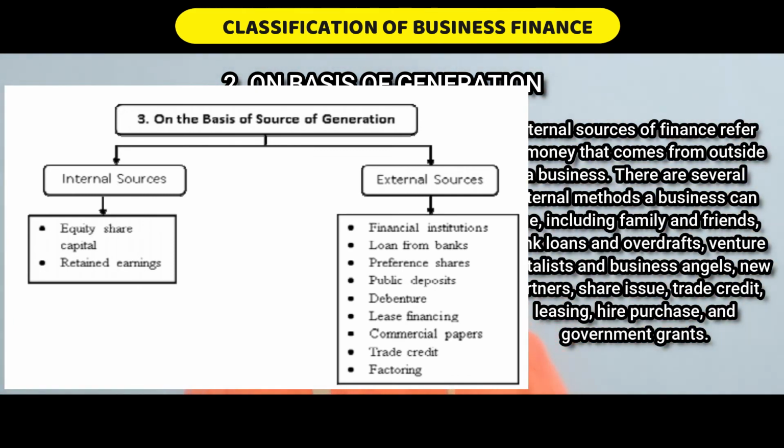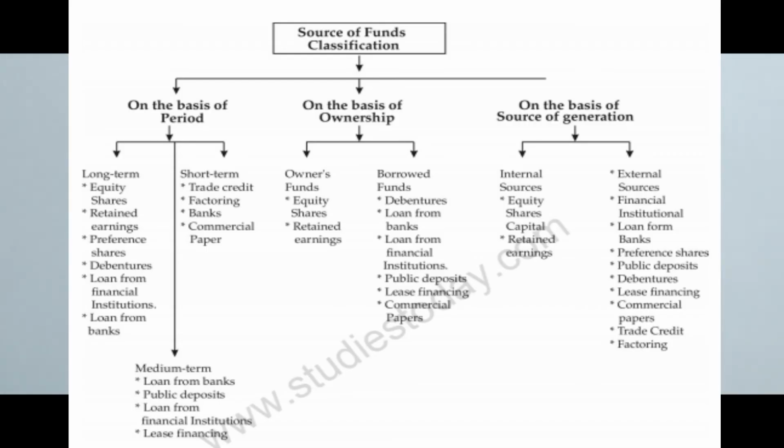This is all about the classification of business finance. Let's summarize it. Classified into three categories: on basis of time, on basis of ownership, on basis of generation. On basis of time, three: long-term finance, mid-term finance, short-term finance. On basis of ownership, owner's fund and borrowed fund. On basis of generation, internal source and external source. This is all about classification of business finance.